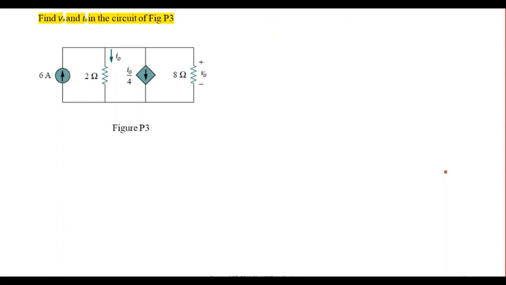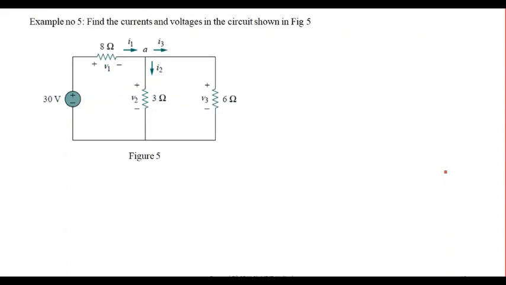Next, we shall go to the next one, that is problem number 5. So here, first you understand the circuit and the question. The question just mentions that you need to find the currents and voltages in the circuit. Already it is mentioned which are the branch currents and which are the branch voltages.